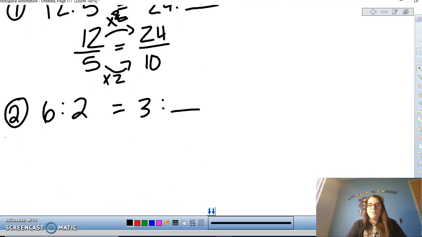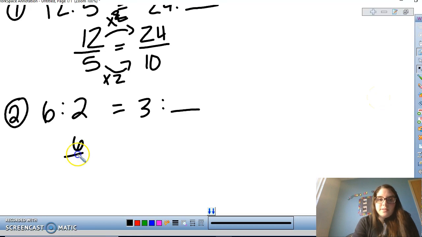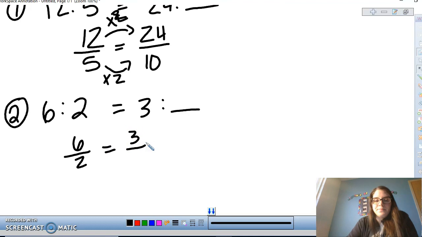All right. If you feel comfortable, you can try number 2 on your own. Otherwise, I'm just going to go through it. So we have 6 to 2 is equal to 3 to blank. So I'm going to write it as a fraction again. So we have 6 over 2 is equal to 3 over blank.